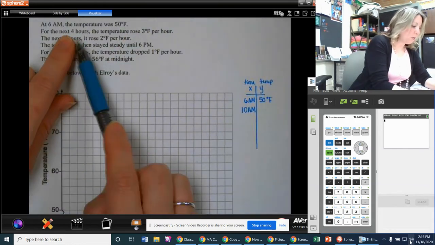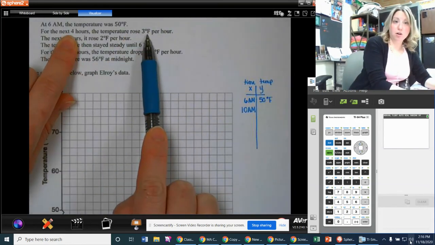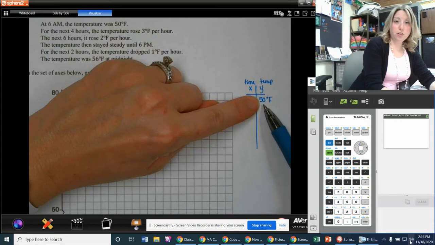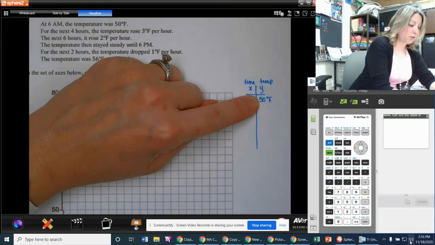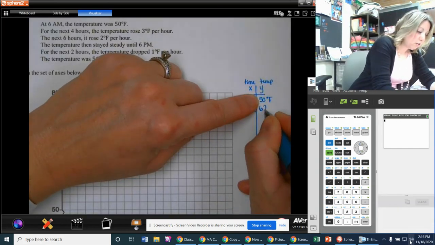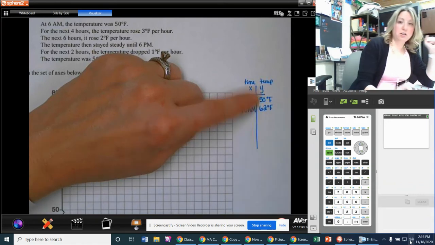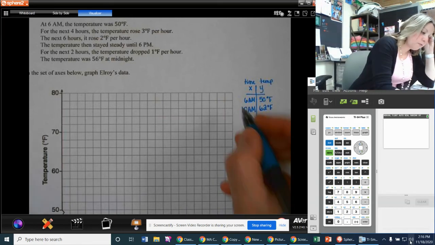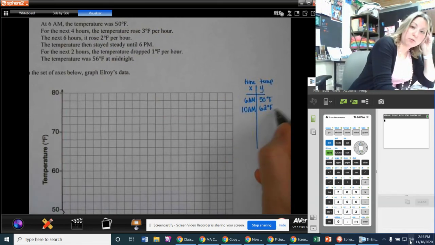Okay, so 4 hours times 3 degrees per hour. 4 times 3 is 12 degrees we increased. So what's 50 degrees Fahrenheit plus 12 more degrees Fahrenheit? At 10 a.m., we're at 62 degrees Fahrenheit. See how I did that? 4 hours increase, 12 degrees Fahrenheit increase.